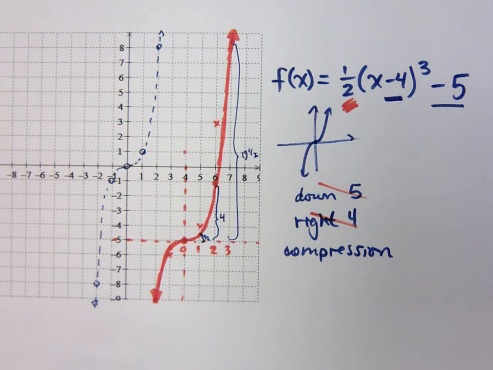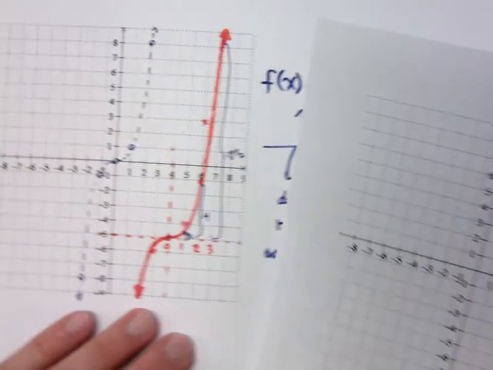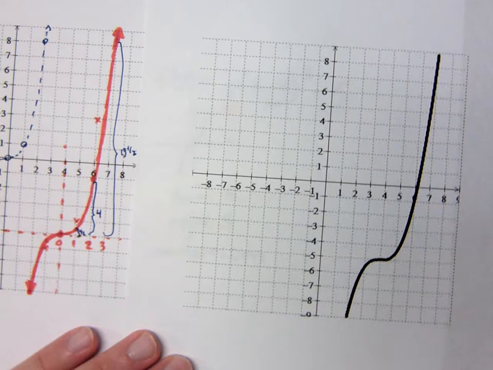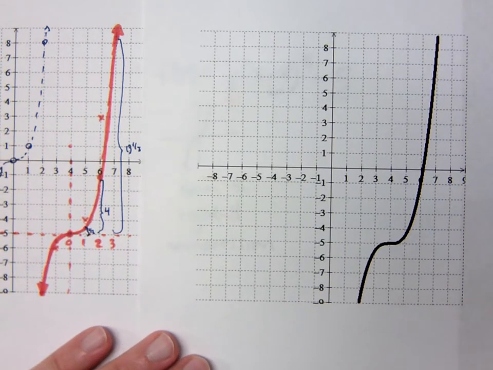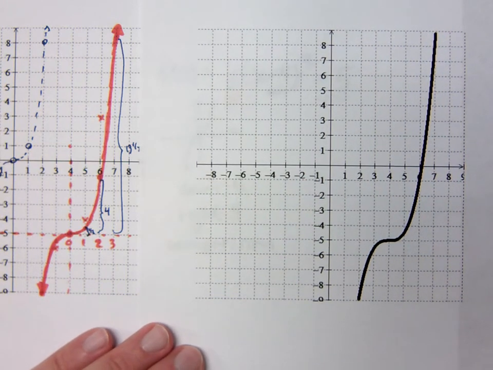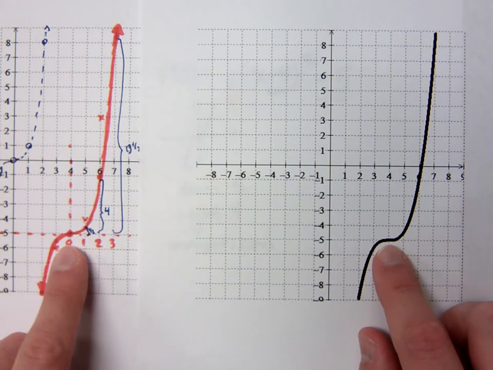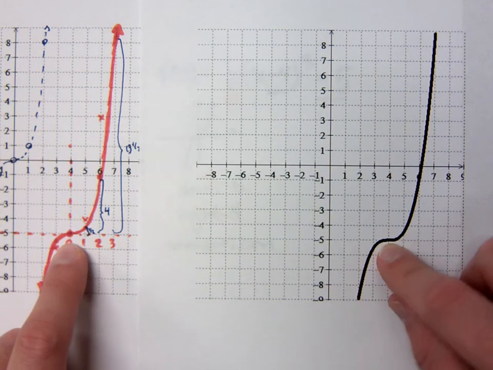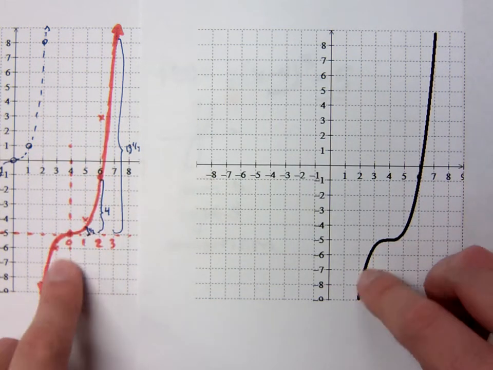And here is what the real graph looks like. So you guys see that matches up? You got your key point right here at 4, -5, and then the shape stays the same.